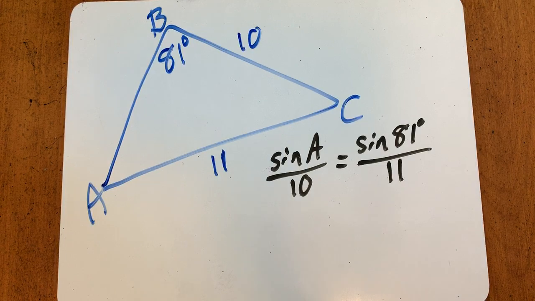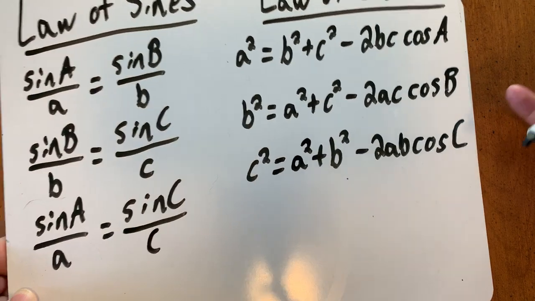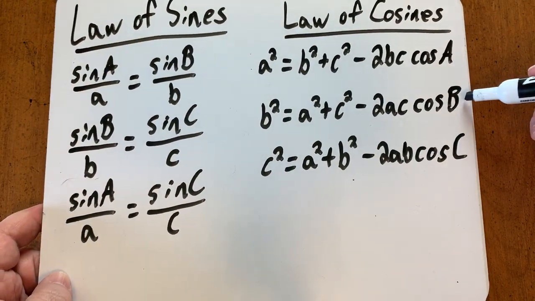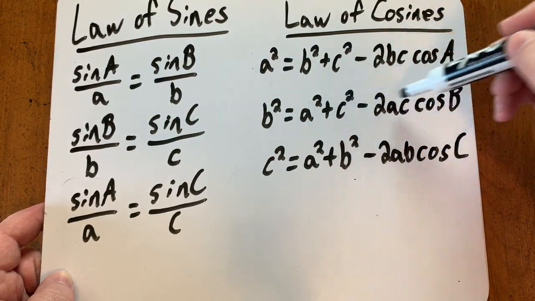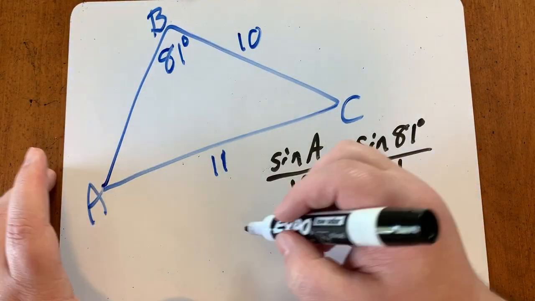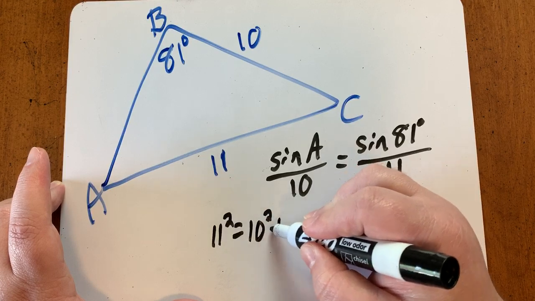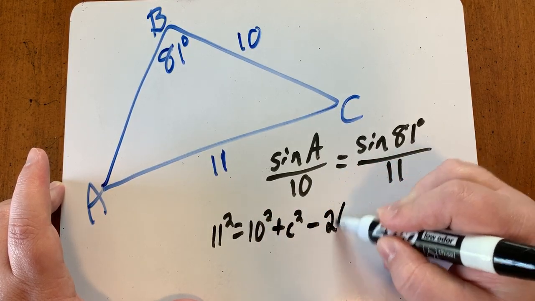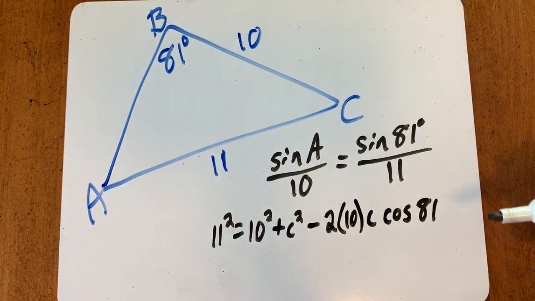Now, what's interesting about this one is you could also use the law of cosines, because we know sides A, B, and angle B. Well, the only one with angle B is this one. And we know B, we know A. The only thing we're missing is C. So there's really one unknown. You could do 11 squared equals 10 squared plus C squared minus 2 times 10 times C times cosine of 81, but this is a quadratic equation.